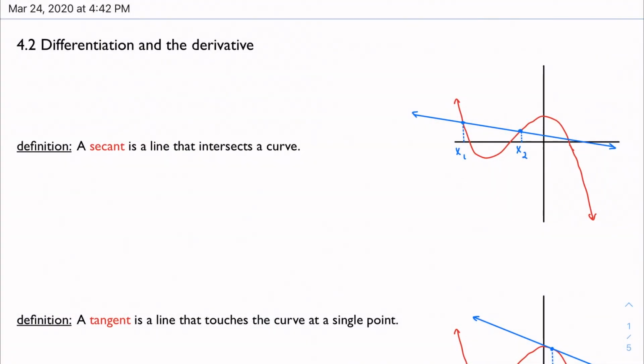In 4.2, we're talking about differentiation and the derivative. Really what we're talking about here are rates of change, just like I had said before. Well, if we want to look at the way something is changing in two variables, usually what we've learned in the past is called the average rate of change. And this compares the change in my y values to the change in my x values.